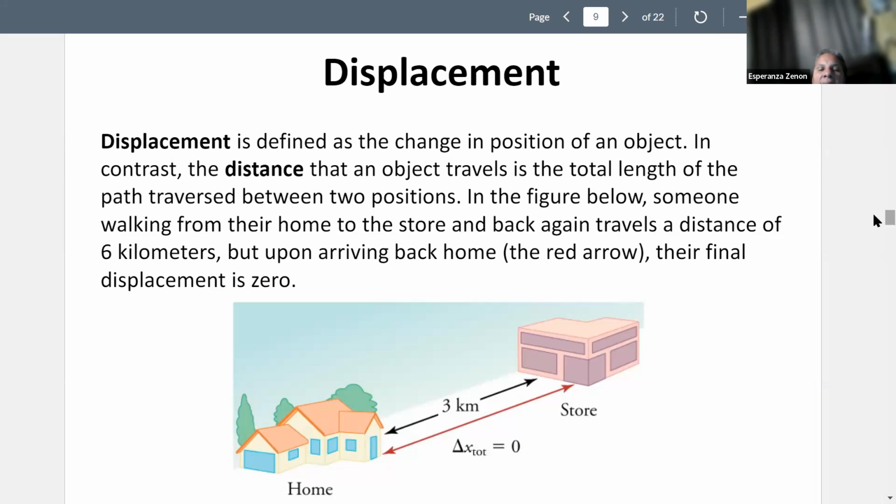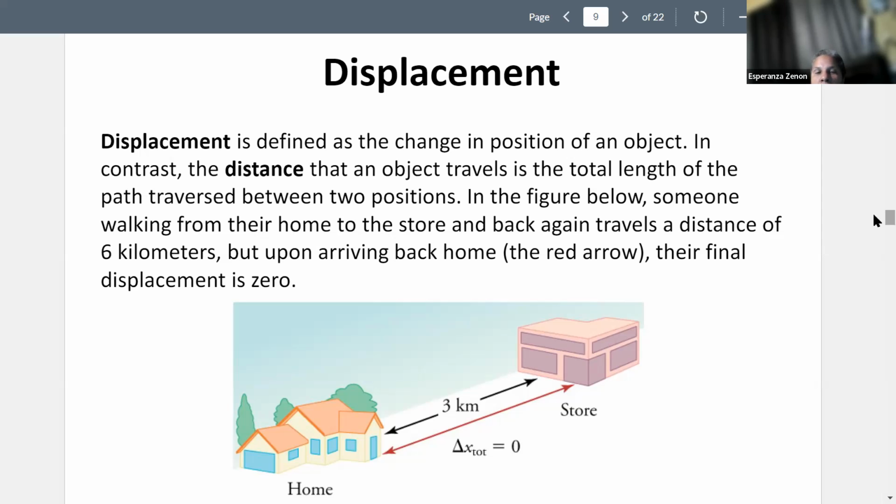All right. Let's take that example of home and the store and carry it a little bit further. Suppose the person went from home to the store and back. In that particular case, it's very easy to see that the distance they travel is 6 kilometers, because they went 3 kilometers one way and then 3 more kilometers the opposite way. That's how far they went. That's the total length of the path.